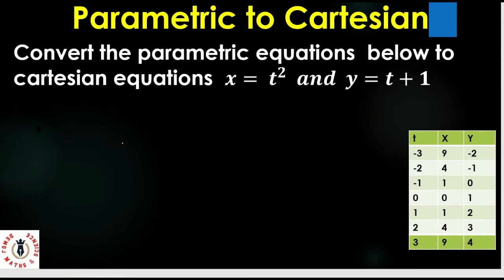Hi, welcome back. Like I said, we're using the same equation we used last lesson, which is x equals t squared and y equals t plus 1.